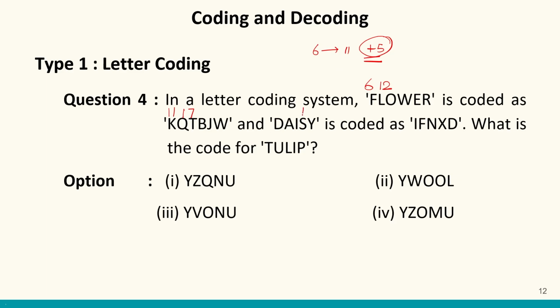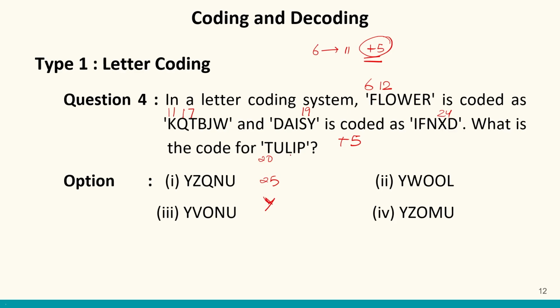For S, the code is 19 and it is represented by X, which is code 24. So here also we are going plus 5. After this, I can easily say that we have to go 5 positions forward. T is coded as 20. We have to go to position 25, which is Y.